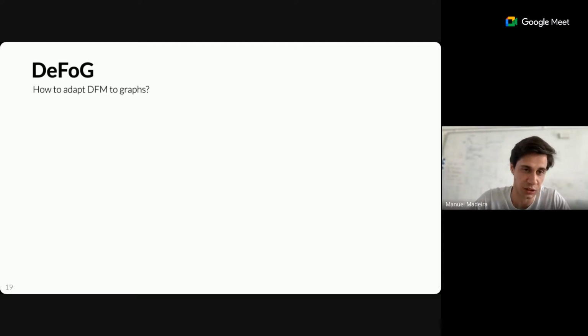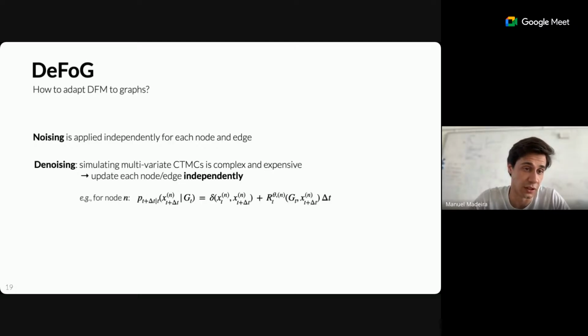Therefore, provided this background, how do we actually adapt this formulation to graphs? So how we proceeded was, first, we will noise independently each node and each edge. And then for the denoising process, we will have to simulate a multivariate CTMC. So basically now we have several nodes and several edges being denoised at the same time. And doing this type of simulation is quite complex and typically, if solved exactly, is quite expensive as well. So an approximation that is typically done is to update each variable independently. In our case, each node and each edge independently.